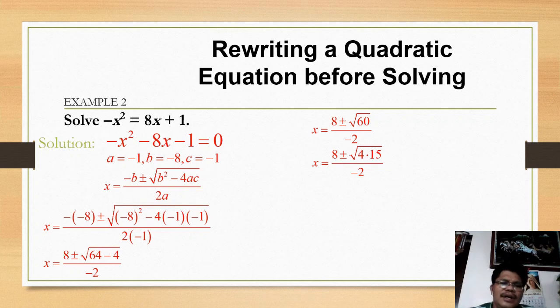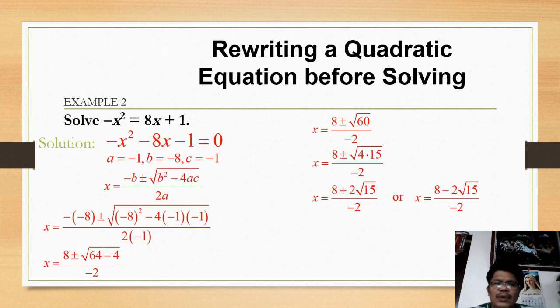So, that's why it becomes now 8 plus 2 square root of 15 all over negative 2, or x equals 8 minus 2 square root of 15 all over negative 2. So, in this equation, mapansin natin, pwede pa rin natin isimplify yung 8 and negative 2, 2 and negative 2, pero hindi natin pwedeng pagsamahin yung 8 at saka yung 2 square root of 15. Why? Because they are not like terms.